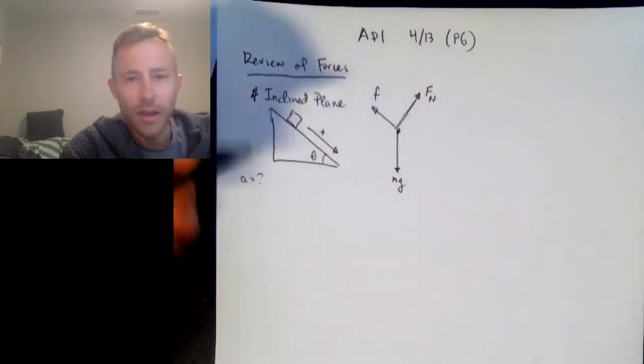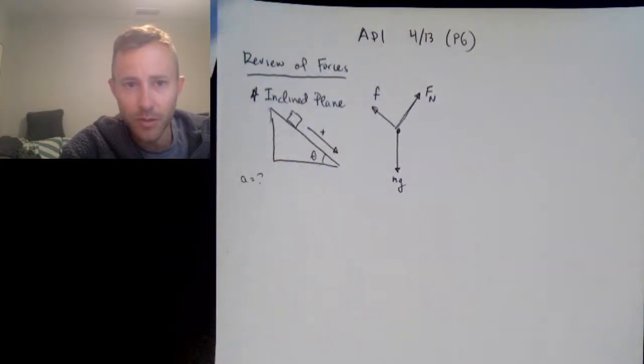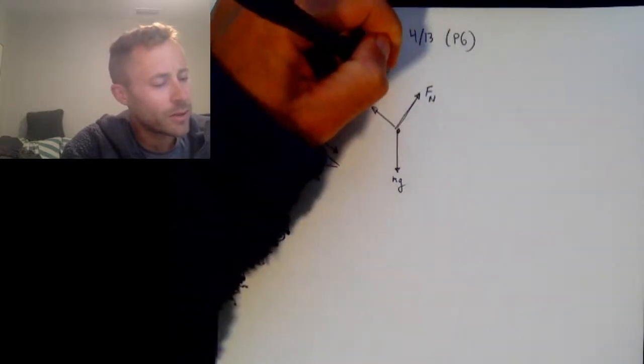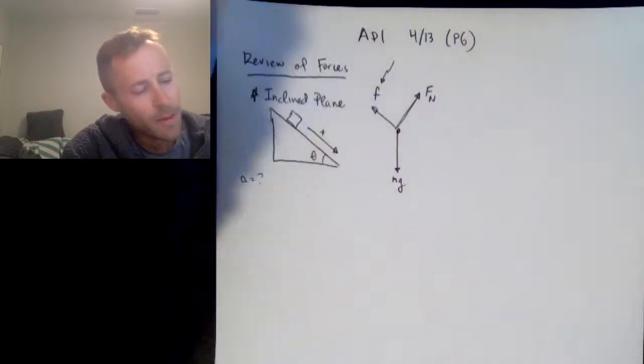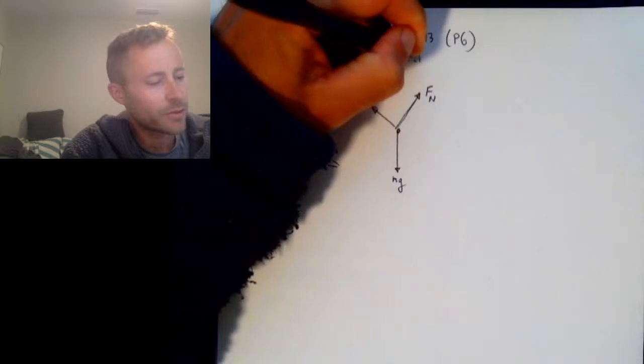All right. And furthermore, we learned about two different types of friction. One of them is kinetic friction. The other one is static friction. So this is, because it's sliding, it is going to be kinetic friction.